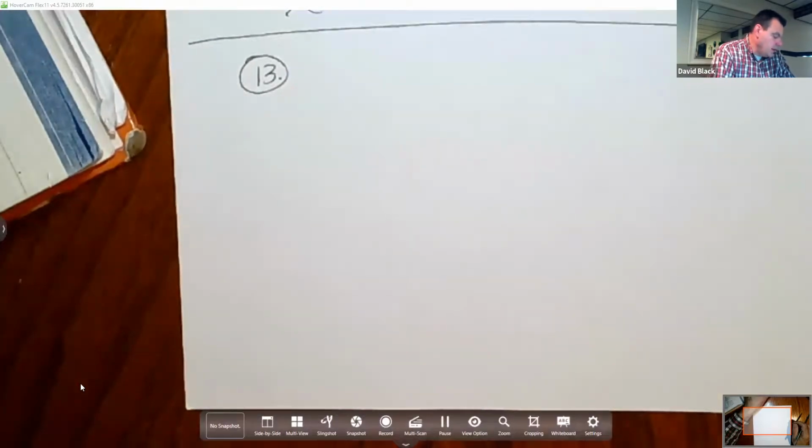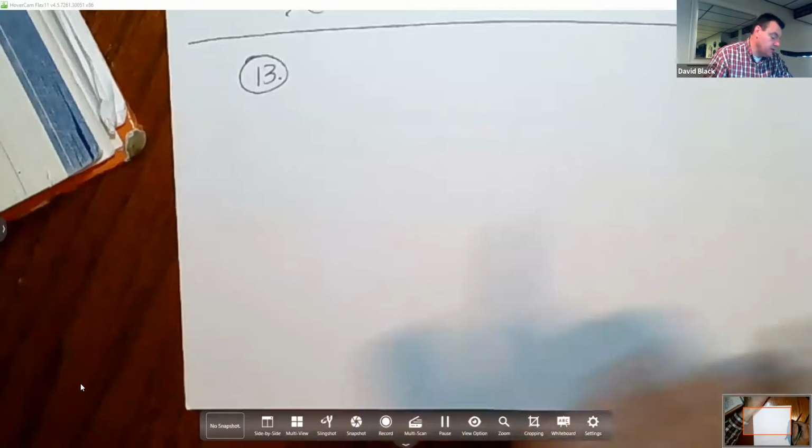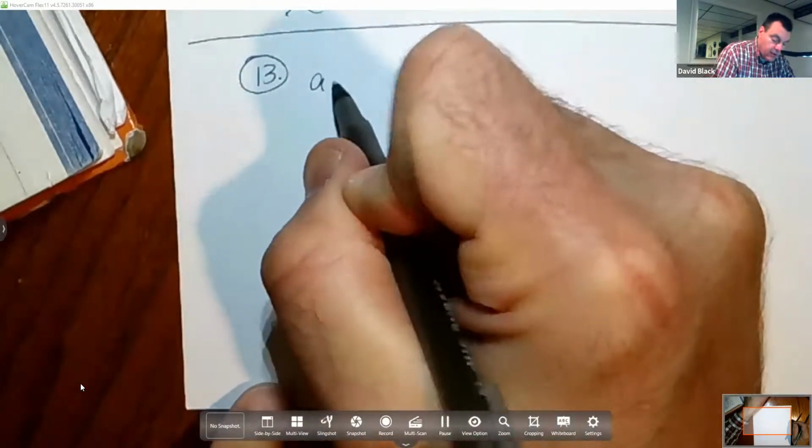Here we're talking about the game of roulette. A wheel consists of 38 slots numbered 0, 00, and 1 through 36. To play the game, a metal ball is spun around the wheel and allowed to fall into one of the numbered slots. The slots numbered 0 and 00 are green. The odd numbers are red, and the even numbers are black. A, determine the probability that the metal ball falls into a green slot.